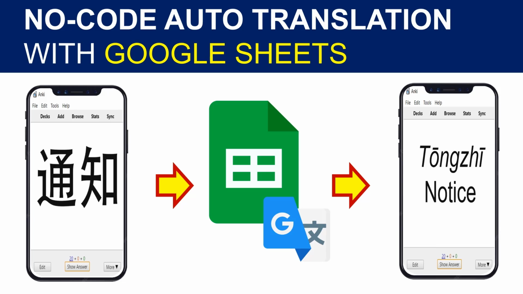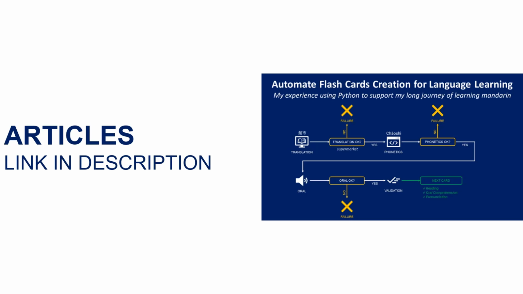In this video, we will learn how to use Google API to automatically translate words using Google Sheets without a single line of code. I started this series of videos about automation after publishing an article about flashcards for language learning. My idea and my objective is to share techniques on how to build Anki flashcard decks automatically with coding and no-code solutions.